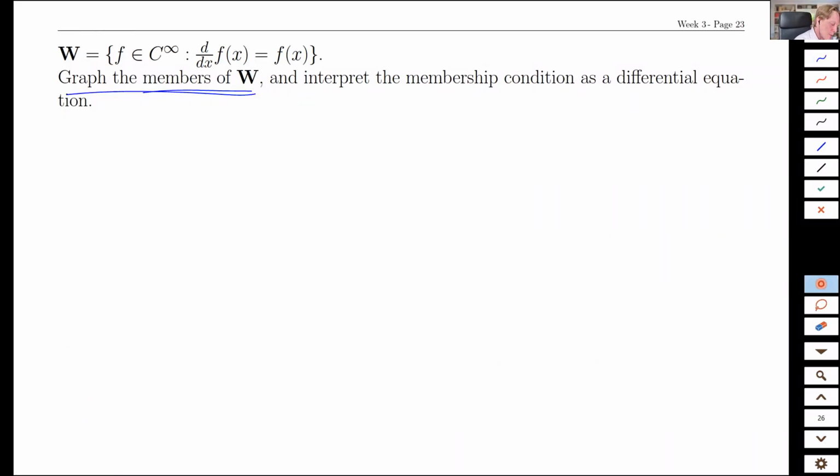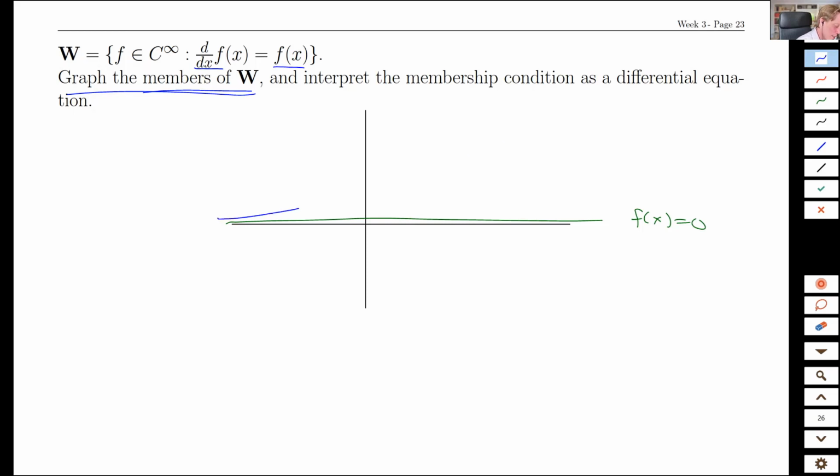Well, we know what one of the graphs looks like. We know the zero function is in there. So there's that. There's f of x equals 0. There's the other canonical example. If I have a function that equals its own derivative, well, that'll be something like, an awful lot like, e to the x. f of x equals e to the x.